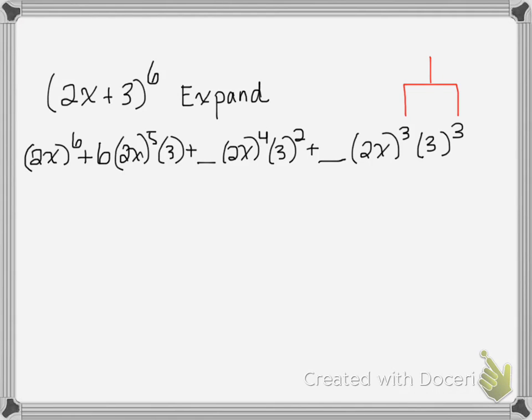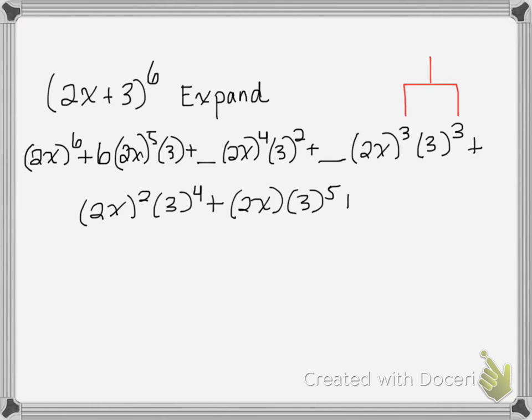And then we're going to continue here to 2x squared, and then we're up to 3 to the 4th, plus 2x to the 1st, 3 to the 5th, and then finally we get to the 3 to the 6th. And I stopped leaving a space for myself. I need a coefficient there, and I need a coefficient in here. I think I might be able to squeeze that in.